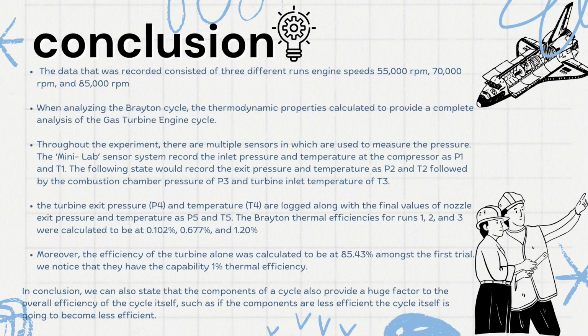In conclusion, we can also state that the components of a cycle also provide a huge factor to the overall efficiency of the cycle itself, such as if the components are less efficient, the cycle itself is going to become less efficient.